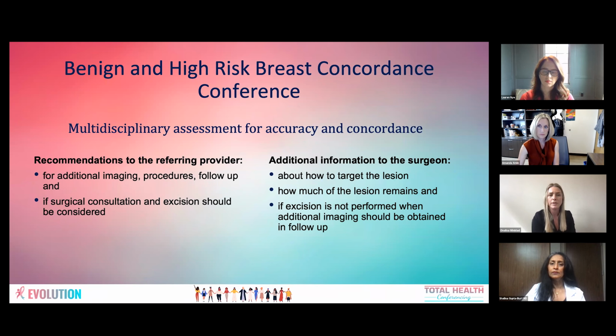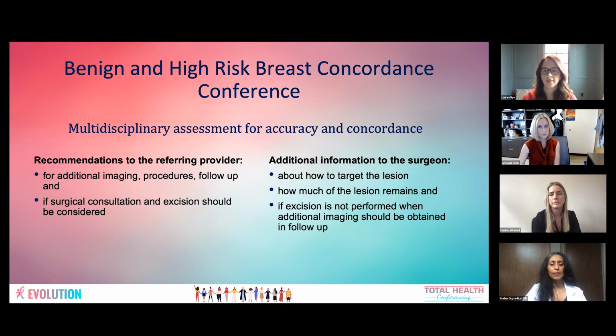And so for this patient, when we did our assessment for concordance after the biopsy, we felt like she might need some additional follow-up. And in her case, we felt like we could do an additional stereotactic biopsy to get a better sample that would contain more calcification and allow for a better diagnosis for her.